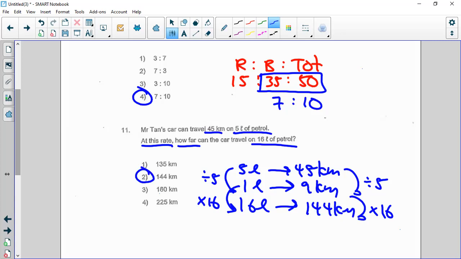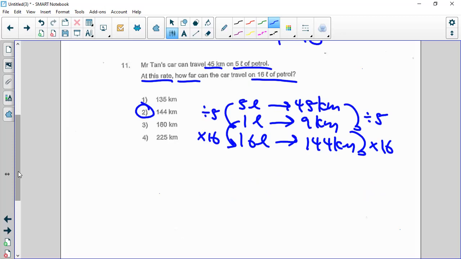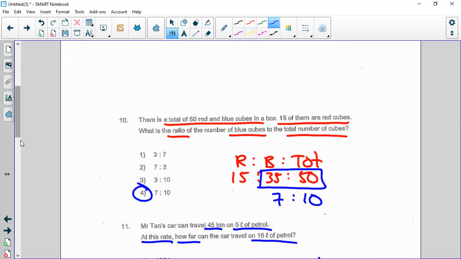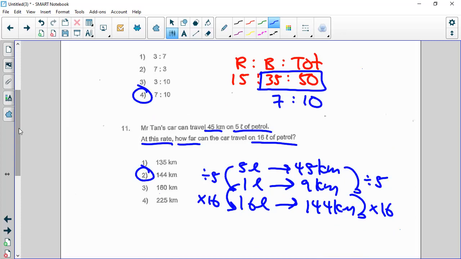All right, then you will understand how to do already. Okay, all right, how many marks for this one? Okay, so you can see that question 10 is 1 mark, question 11 is 2 marks. So total will be 3 marks. So if you get all correct, 3 marks.